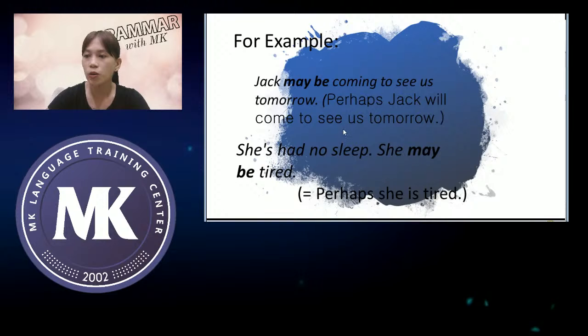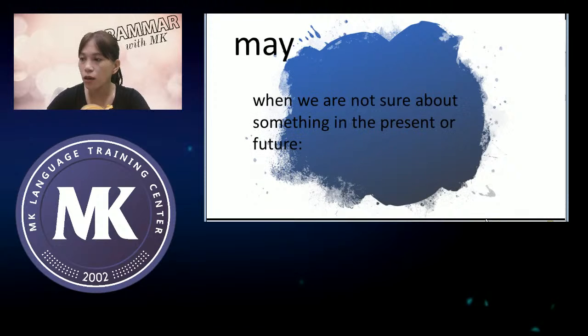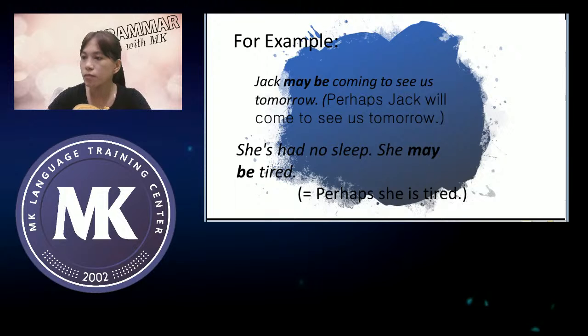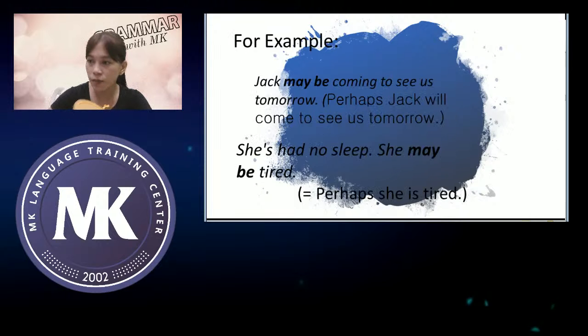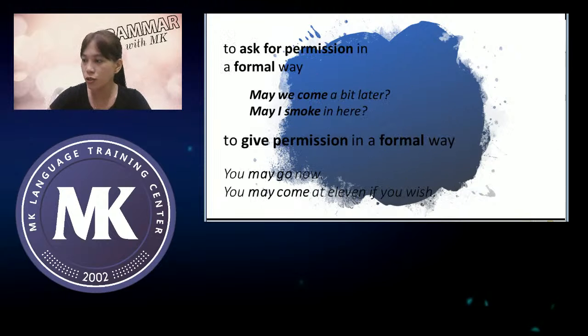Perhaps Jack will come to see us tomorrow. Okay, next we have she's had no sleep. She may be tired. So perhaps she is tired. So you are not sure about it. And remember, we use it only for the present or future tense. Why? Because later I will discuss that one.